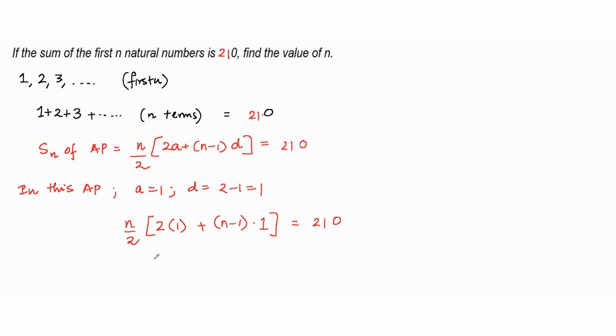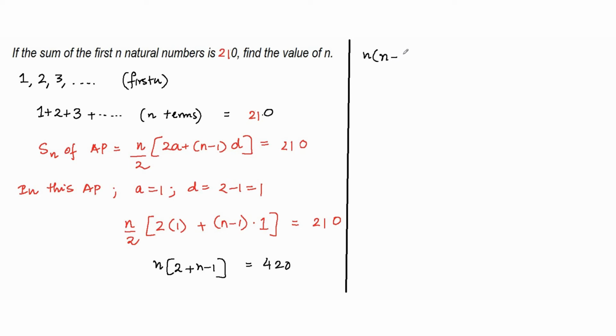There's no change. So therefore this is n times 2 into 1, that is 2, plus n minus 1, is equal to, this 2 can go to the right hand side for multiplication. So it becomes 420. And now I can open up the brackets. Let us first simplify the bracket. So you get n times n plus 1 is equal to 420, and therefore n square plus n is equal to 420, which means the quadratic equation is n square plus n minus 420 is equal to 0.